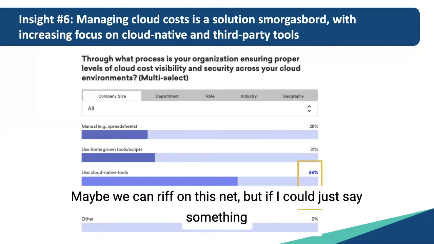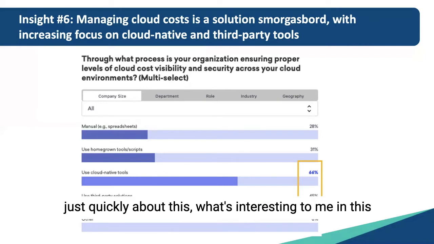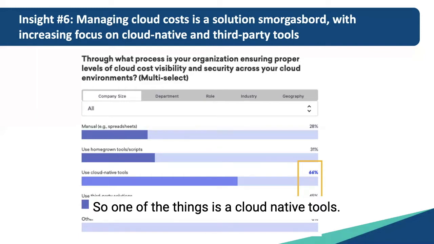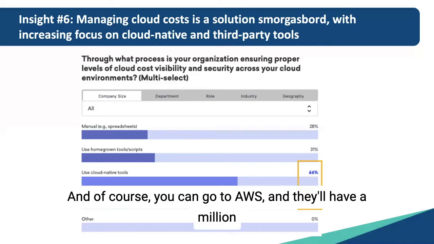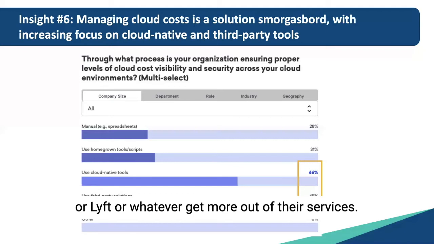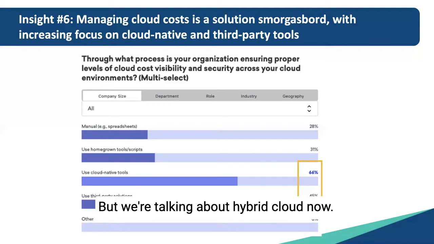Maybe we can riff on this, Matt. Oh, if I could, just say something quickly about this. What's interesting to me in this slide is the problem that it exposes. Are cloud native tools great? Of course you can go to AWS and they'll have a million stories about how their optimization tools helped Expedia or Lyft or whatever get more out of their services. But we're talking about hybrid cloud now.